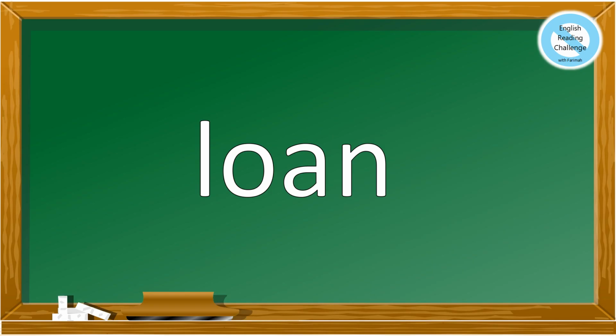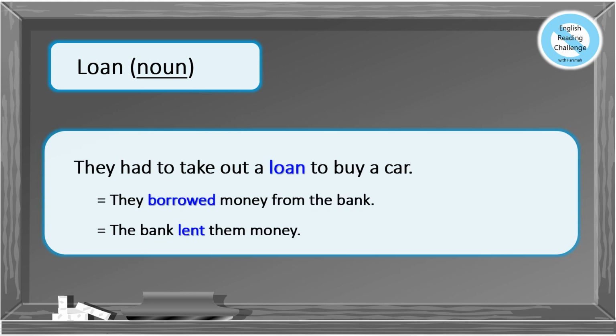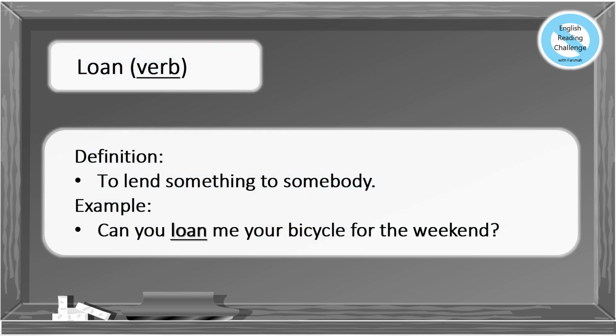The word loan is another term closely related to the verbs borrow and lend. As a noun, it refers to money that is borrowed from a bank or another financial institution. For example, they had to take out a loan to buy a car. This sentence indicates that they borrowed money from the bank. The same sentence can be restated as the bank lent them money. As a verb, it means to lend something to somebody. For example, "Can you loan me your bicycle for the weekend?"